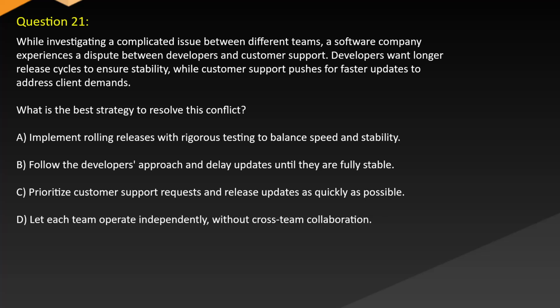A. Implement rolling releases with rigorous testing to balance speed and stability. B. Follow the developers' approach and delay updates until they are fully stable. C. Prioritize customer support requests and release updates as quickly as possible. D. Let each team operate independently without cross-team collaboration.